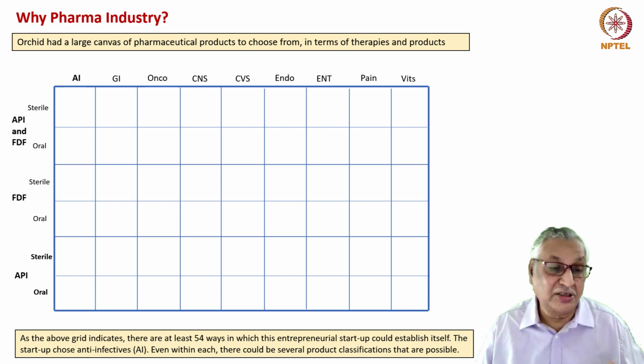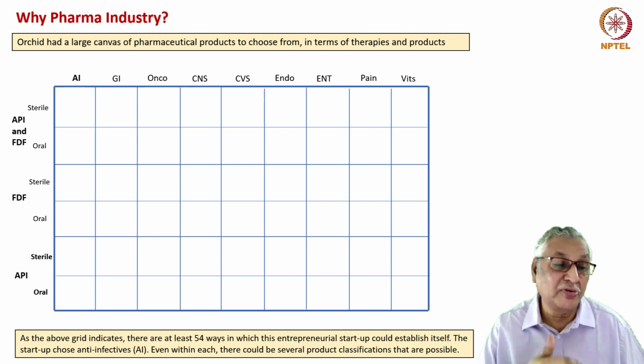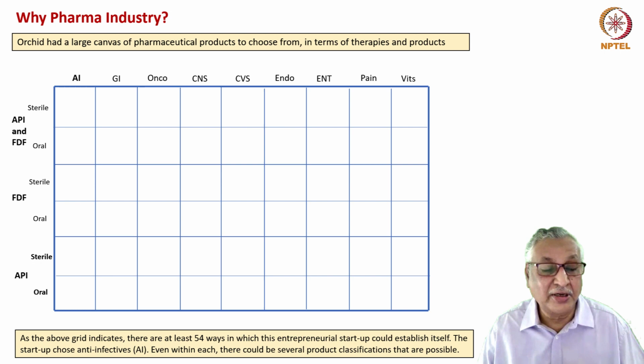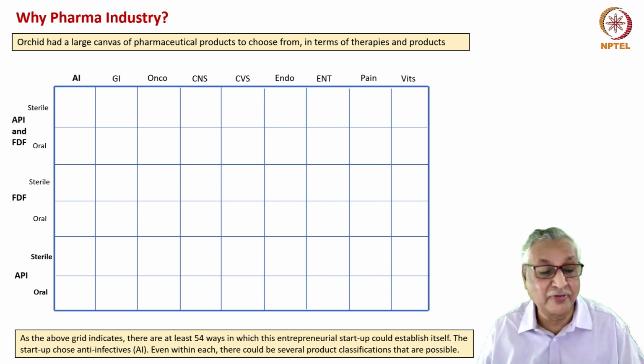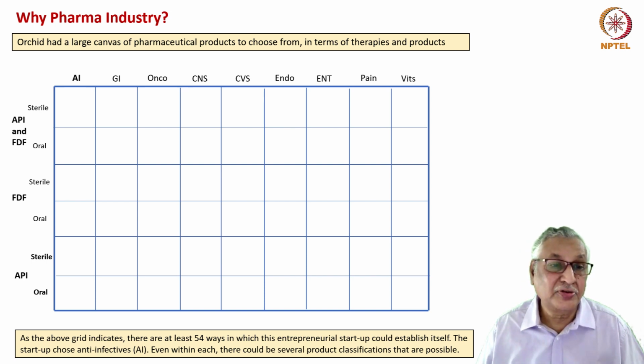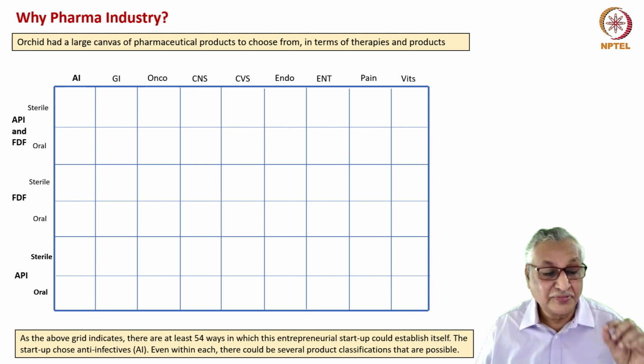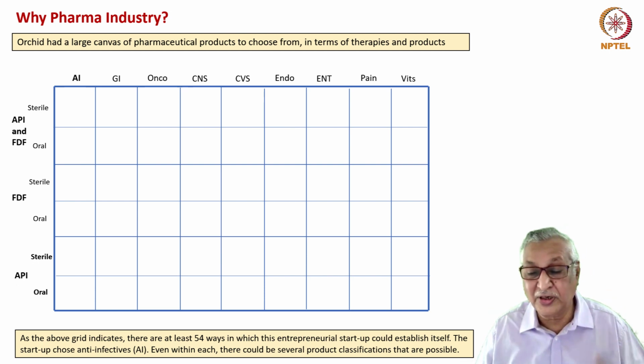Similarly, within each product structure, you have either an oral type of product or a sterile type of product. Therefore, you have categories, 6 categories to be precise, in the y-axis. As the above grid indicates, there are at least 54 ways in which this entrepreneurial startup could establish itself. The startup chose anti-infectives, which is shown in the bold, and it chose the sterile and oral formulations in the API space. And as a result of it, the company started setting up its business with a good focus. Later on, the FDF and API and FDF were considered.